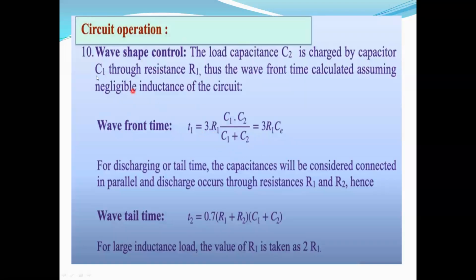Next, circuit operation, the tenth one, wave shape control. The wave front time and wave tail time depend on the components of the circuit. These are the different wave equations of wave front time and wave tail time. The load capacitance C2 is charged by a capacitor C1 through a resistance R1. Thus, the wave front time is calculated assuming negligible inductance of the circuit.